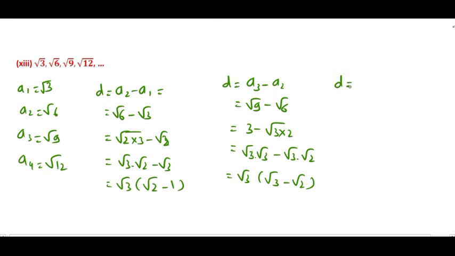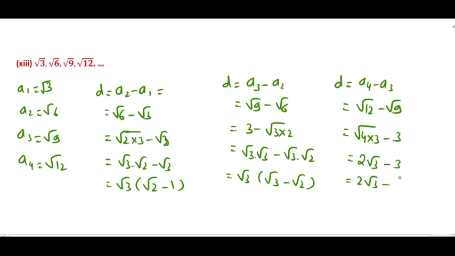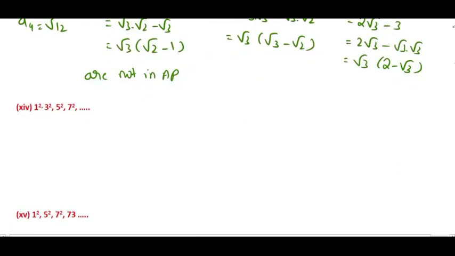And let us go for the next, that is a common difference, other formula, a4 minus a3. This can be written as root 12 minus root 9. So root 12 can be written as root 4 into 3, and this is 3. And this can be written as 2 root 3 minus 3, and 3 can be written as root 3 into root 3. See, if I take root 3 common, what is remaining? 2 minus root 3. See here, d is not constant in all the cases, therefore the given numbers are not in arithmetic progression. So let us move for the next question here.